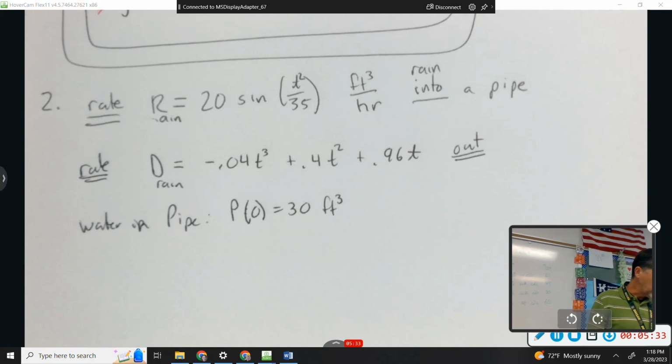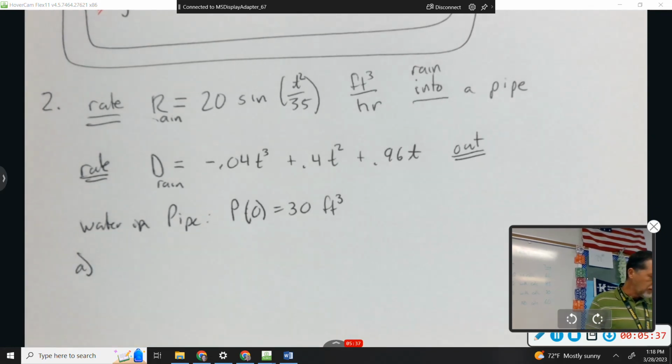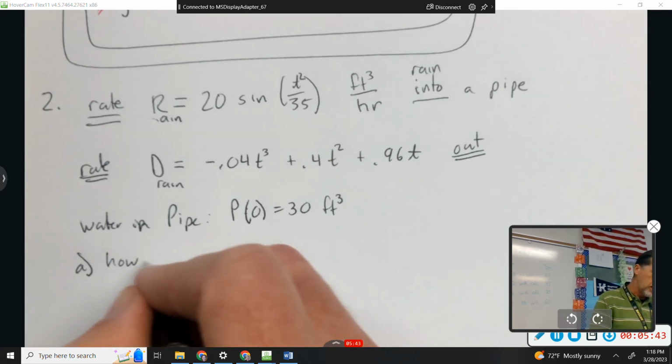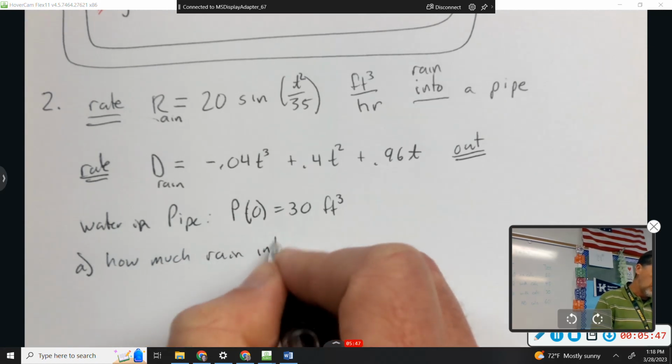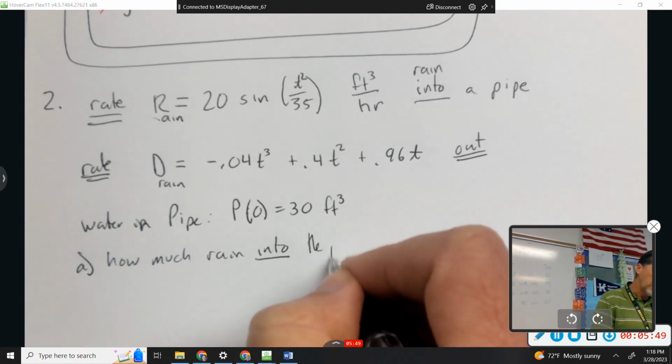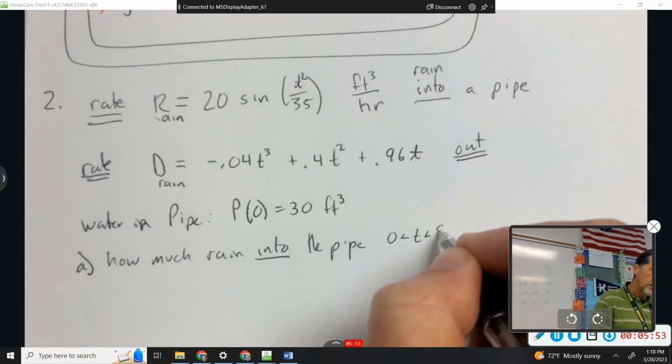Let's see exactly what they ask here. Part A, how many cubic feet of rainwater flow into the pipe during the 8-hour time interval? How much rain into the pipe on 0 to 8?